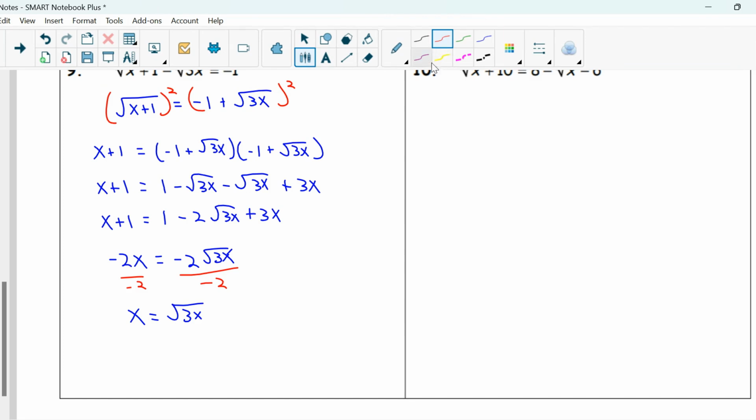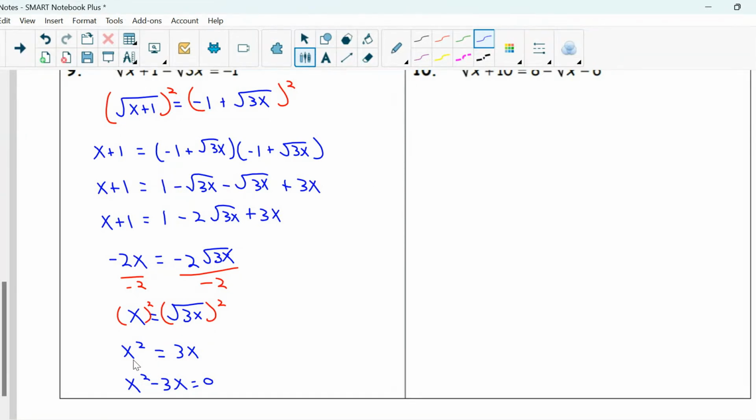Now I'm going to want to take care of this radical. So let's square both sides again. So x squared is just x squared. And on my right side here, my radical is going to cancel, leaving me with just 3x. Now I'm going to subtract 3x to the other side. So that gives me x squared minus 3x equals 0. All right, now I have a quadratic.